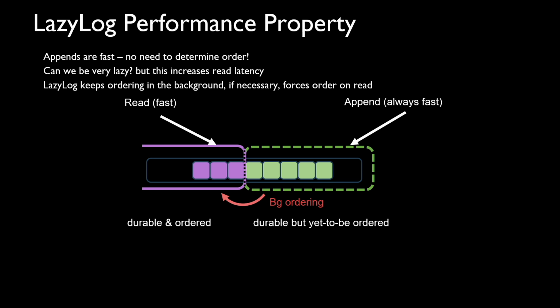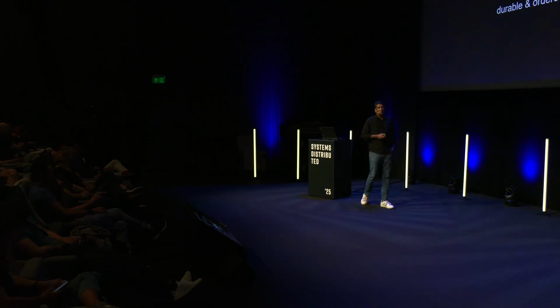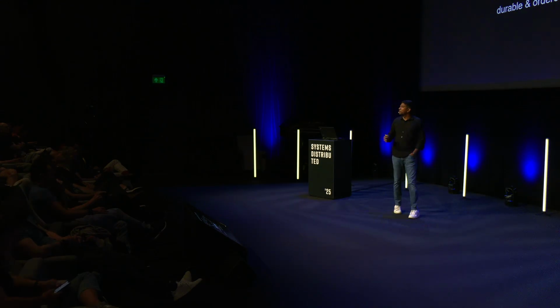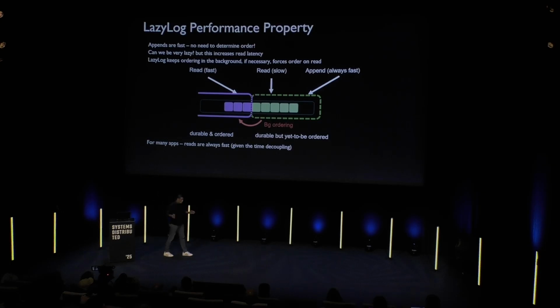So if you read an index for which the ordering is resolved, then the read is a fast read, right? You don't have any extra work to do. You just serve it. But if the read comes to a slot for which you have not determined the order, then it takes a slow path, right? You have to do the ordering now, and then you can serve the read. But for many applications, as I mentioned, there is this time decoupling that is naturally inbuilt into these applications, which means that the reads are most commonly going to be fast.